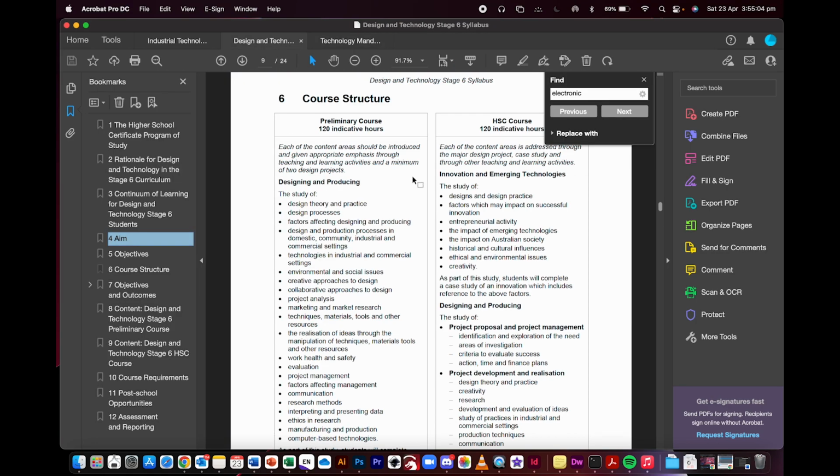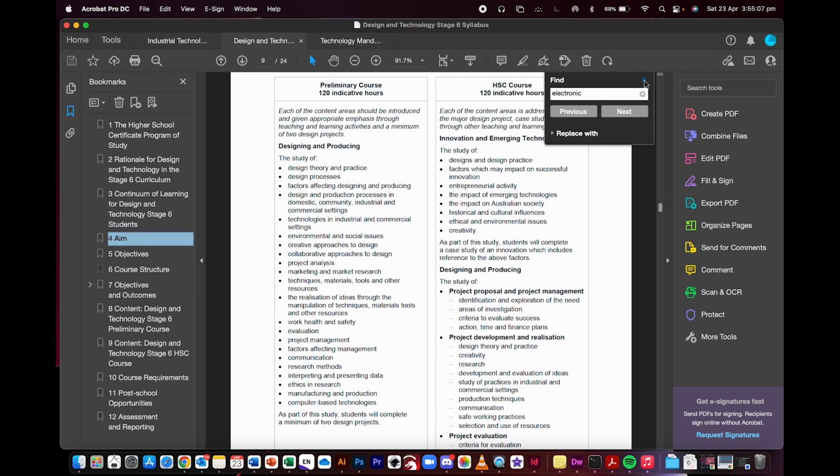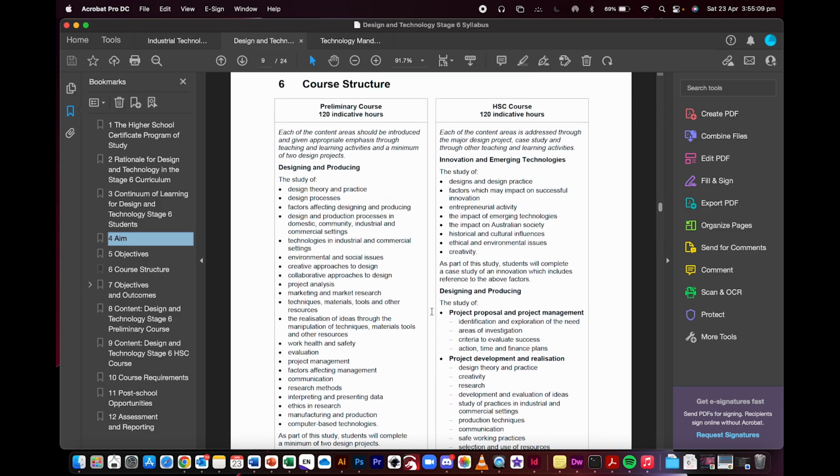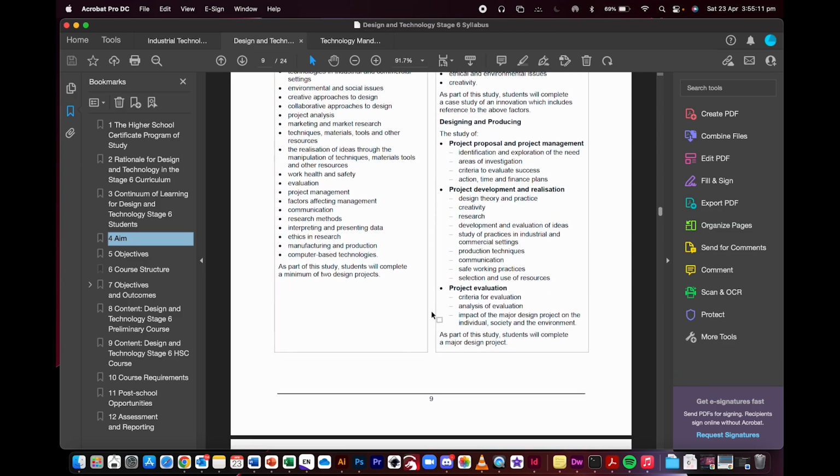And finally, design and technology, my first major, is the main syllabus where I'll be pulling from, especially for the folio aspect of my project.